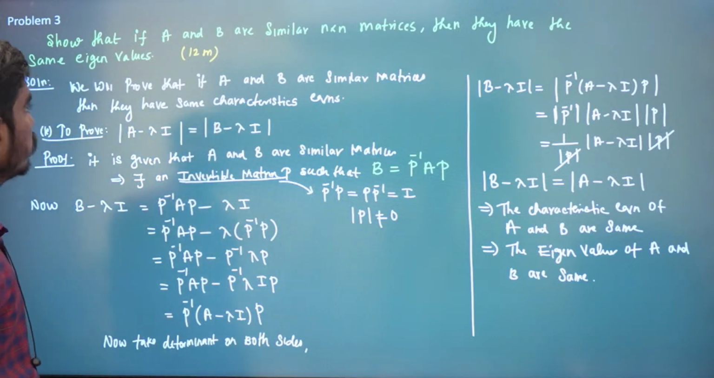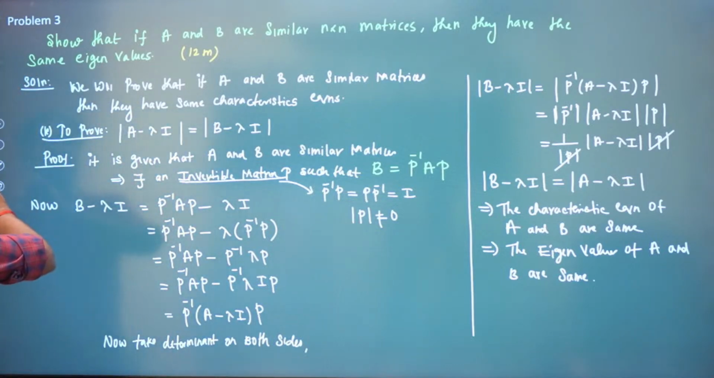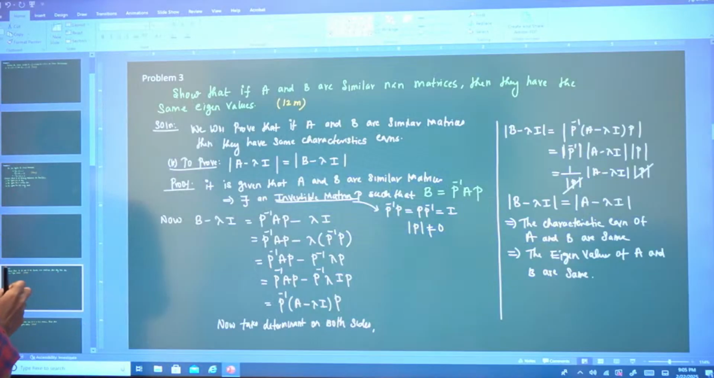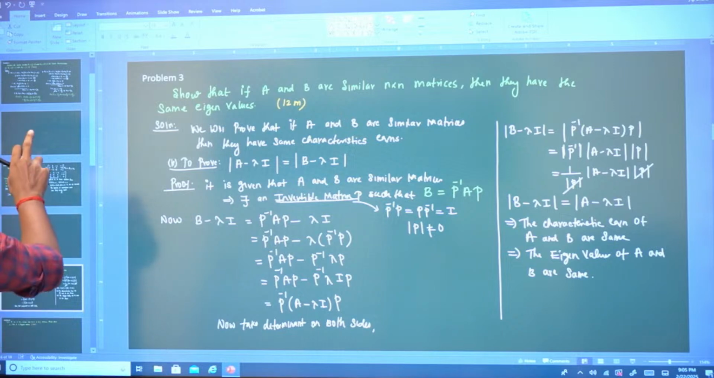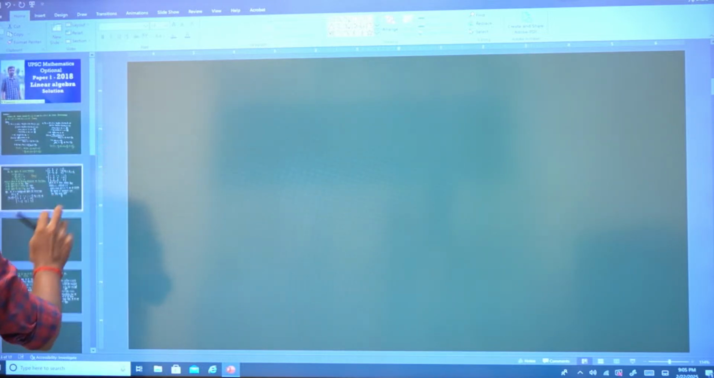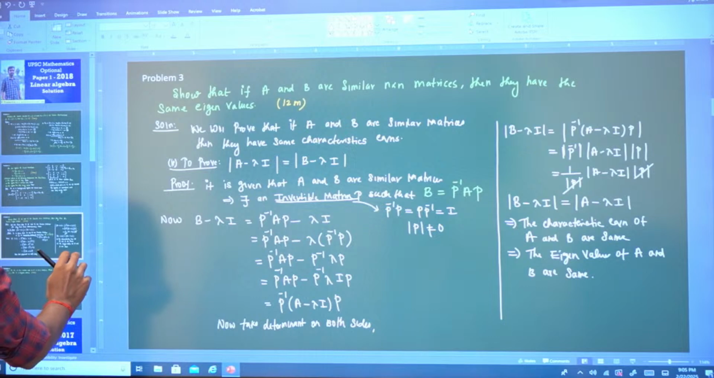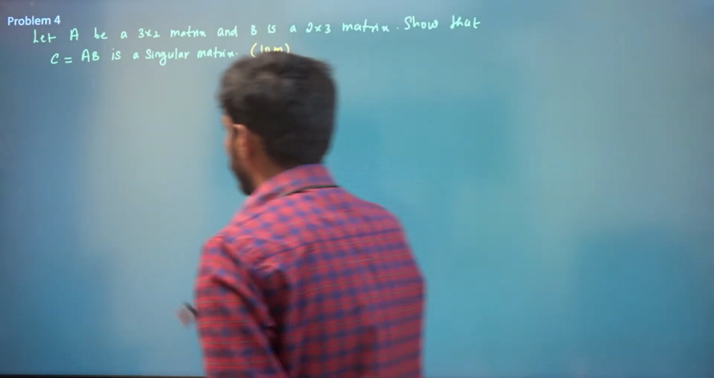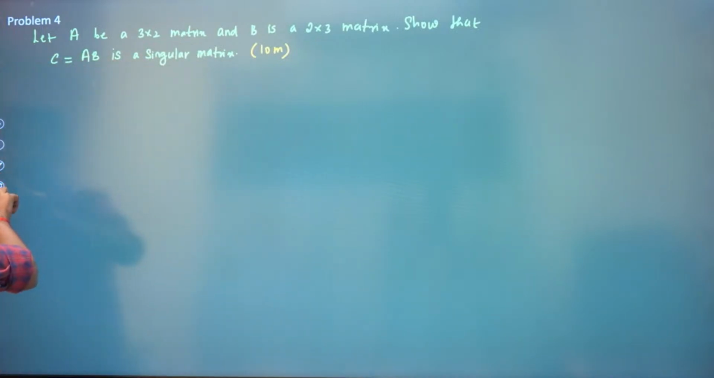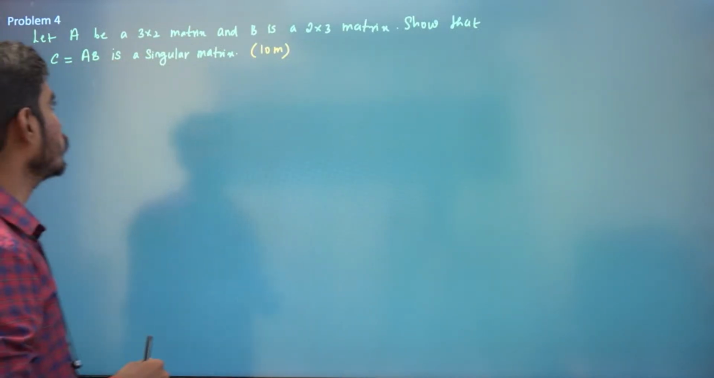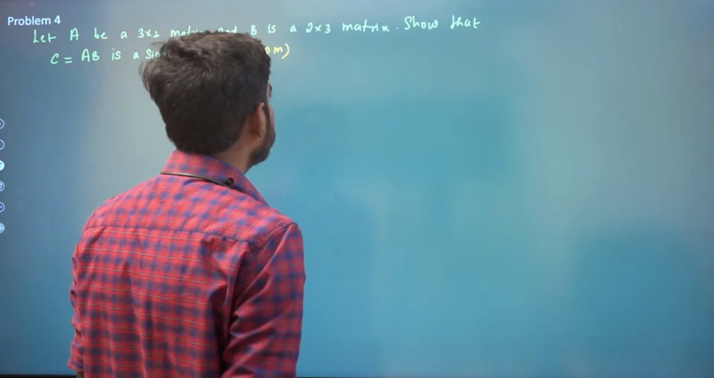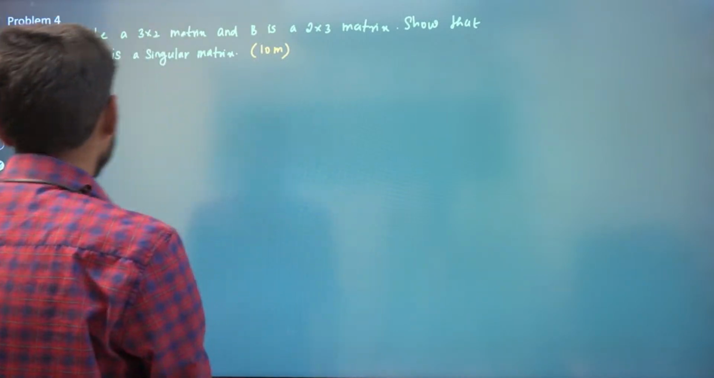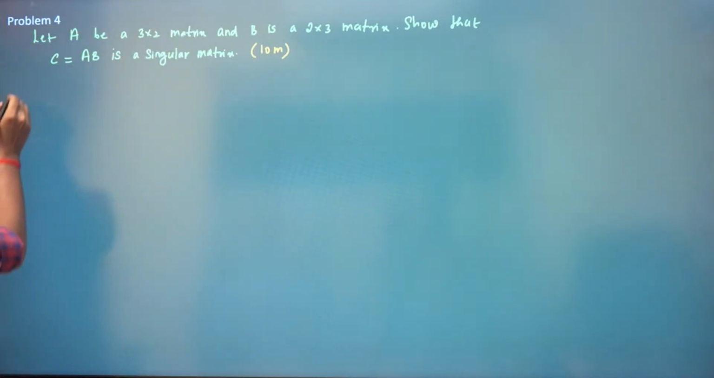Okay. So we will start the fourth problem, the last problem of this year. Let A be a 3 cross 2 matrix and B be a 2 cross 3 matrix. Show that the product AB is a singular matrix. So again, a very simple proof. So we'll start.